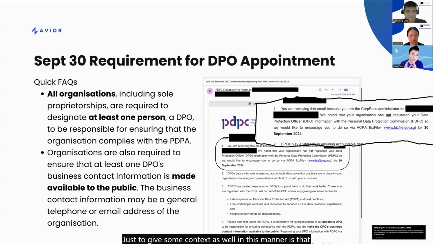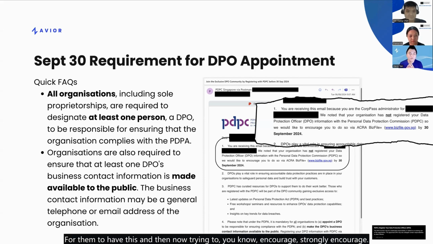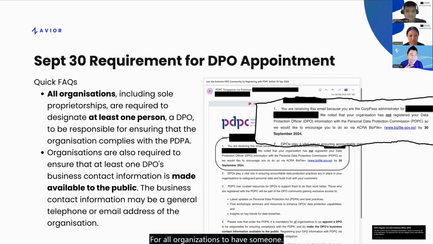To give some context, Singapore is the very first country that decided it wants to lead this, especially in Southeast Asia and Asia Pacific. There's no heavy requirement for an organization to publicly put something out, so for them to have this and now strongly encourage all organizations to have someone is something that, for some people, is a burden, but for some people is also a positive direction, because remember, all businesses today are no longer transforming digitally. They're all digital by design already.